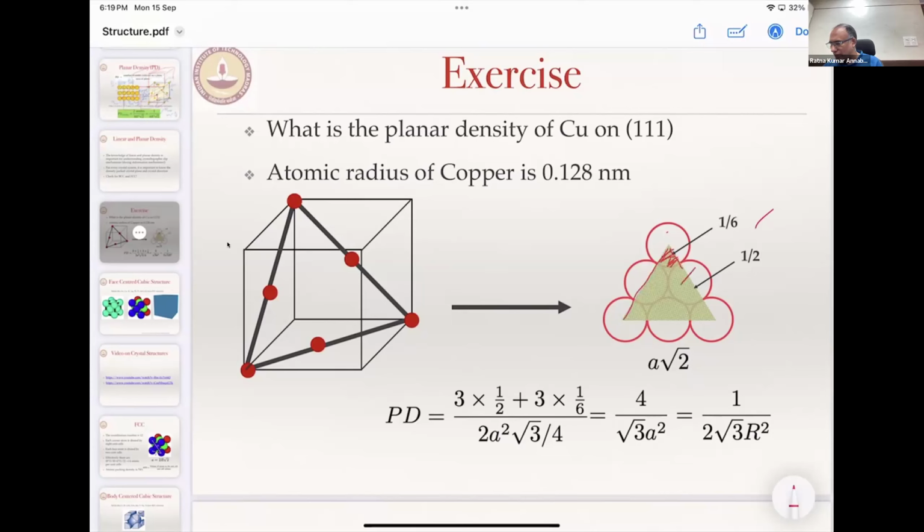And 1/2 of that, 1/2 of that. This is also 1/2 of that. So 3 into 1/2 plus 3 into 1/6. 3 into 1/2 is 1.5 plus half. So total 4 atoms.